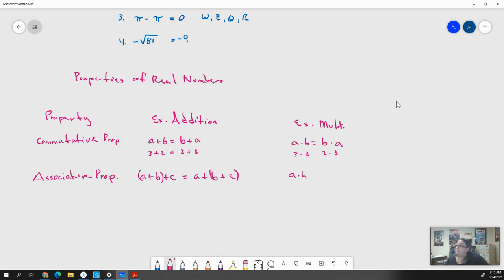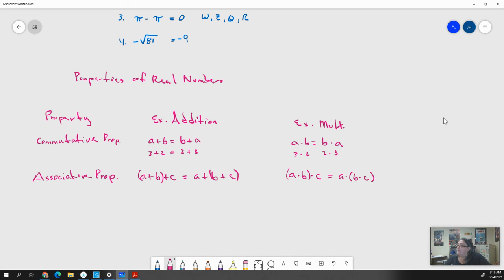If I have A times B times C and these two are grouped together, I'm going to get the same solution if I have A times B times C and those two are grouped together. It's not going to change the value, right? If I put in numbers for A, B, and C and I group them differently, I'm going to get the same solution either way.